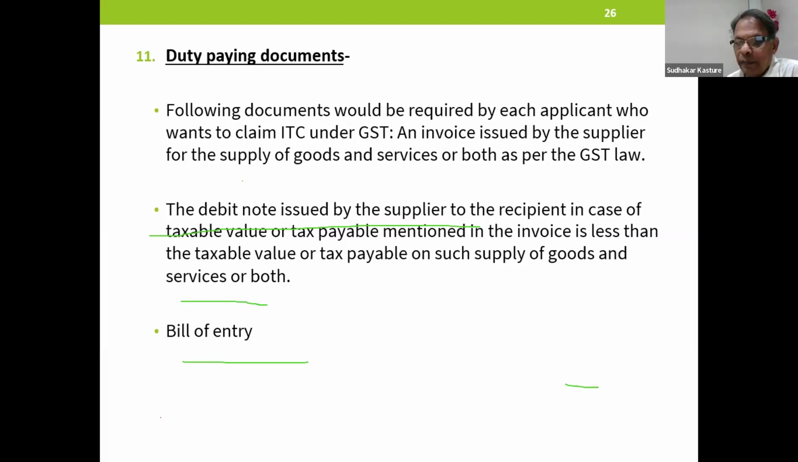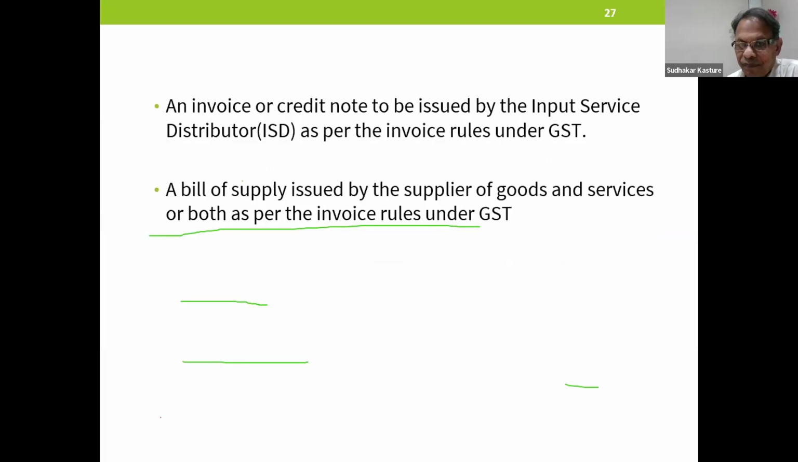Each applicant who wants to claim ITC under GST needs an invoice issued by the supplier for the supply of goods and services, or both, as per GST law. A debit note issued by the supplier to the recipient in case the taxable value or tax payable mentioned in the invoice is less than the actual taxable value or tax payable. Bill of entry. An invoice or credit note to be issued by the input service distributor as per invoice rules of GST. A bill of supply issued by the supplier of goods and services, or both, as per invoice rules of GST.